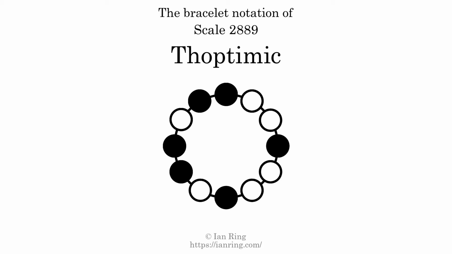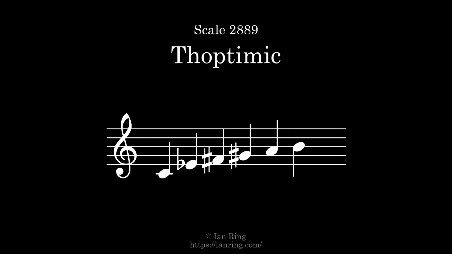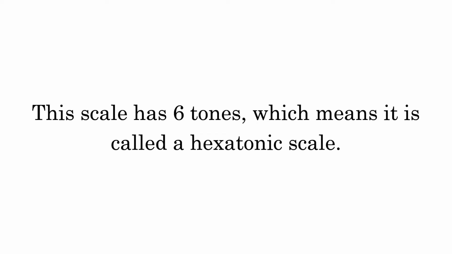Today we will talk about scale 2889, Thoptimic, which sounds like this. This scale has 6 tones, which means it is called a hexatonic scale.